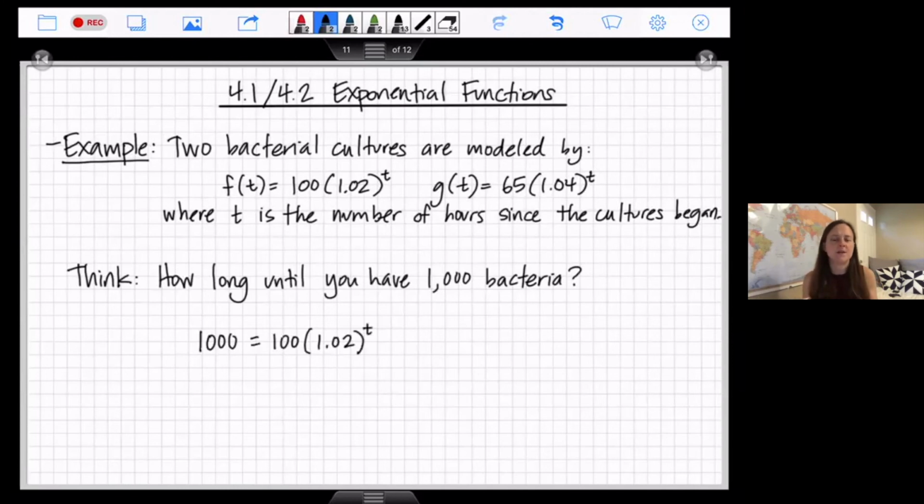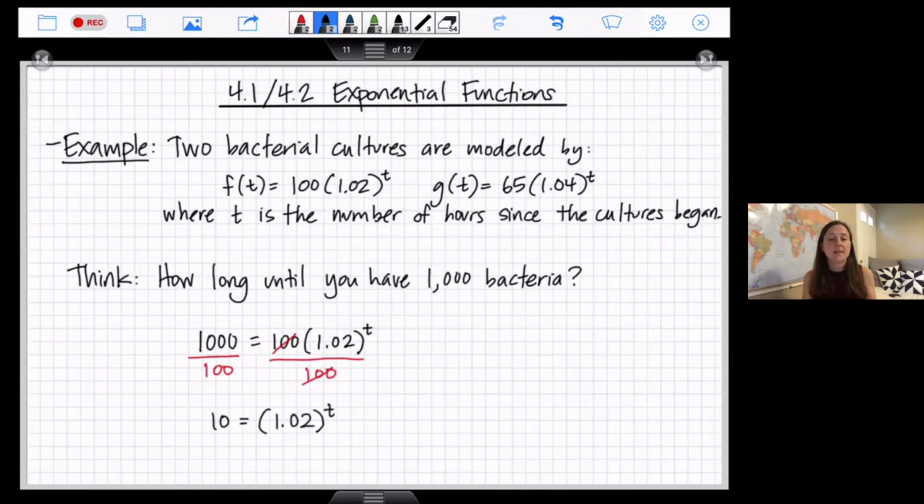And we could do the same thing for G of T. We could start solving this equation by dividing both sides by 100. So that tool we have in our toolbox. And we get a 10 on the left, and then we've got 1.02 to the T.